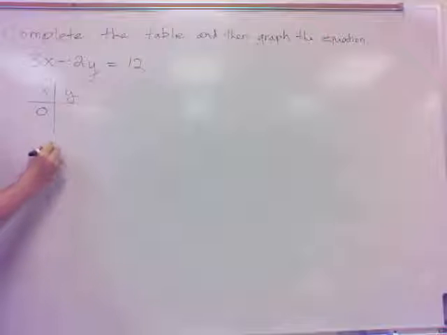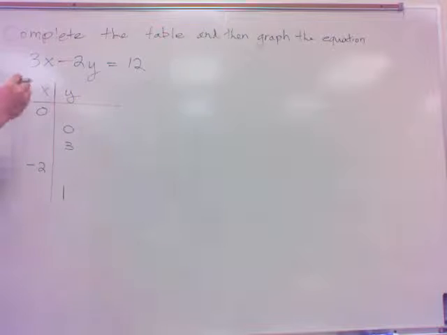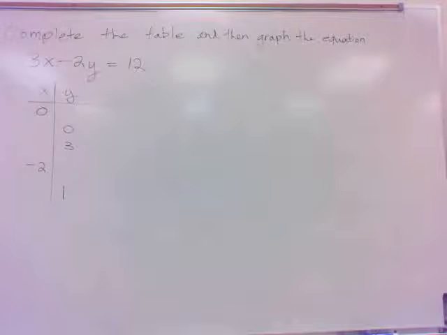Line 1, we got x is 0. Line 2, I've got y is 0. Line 3, I got y is 3. Line 4, x is negative 2. And line 5, y is 1. They're just going to have us completing a table like this because, as we know, to be a solution or a point on that graph, it has to have what? It has to have an x value and a y value.